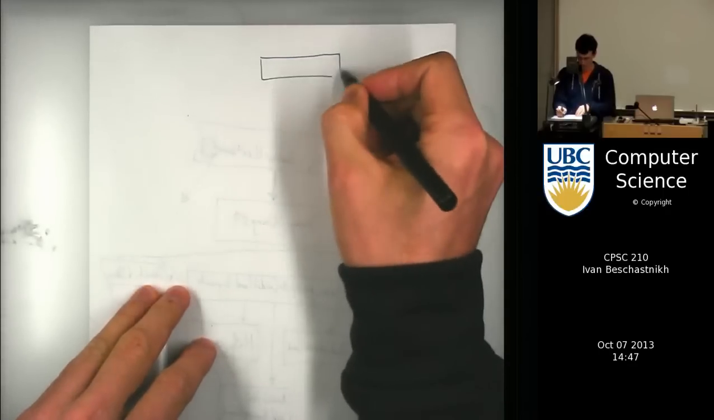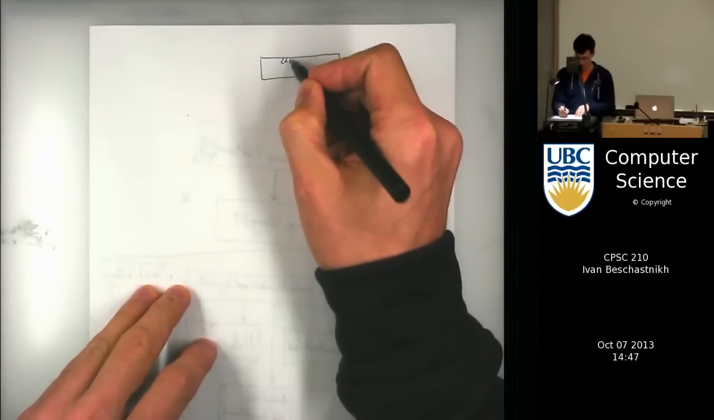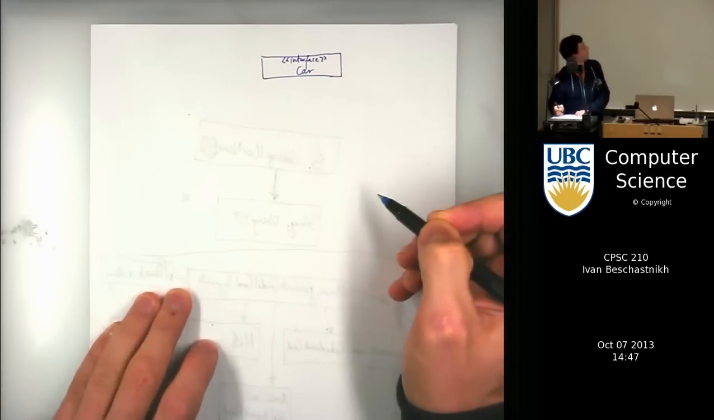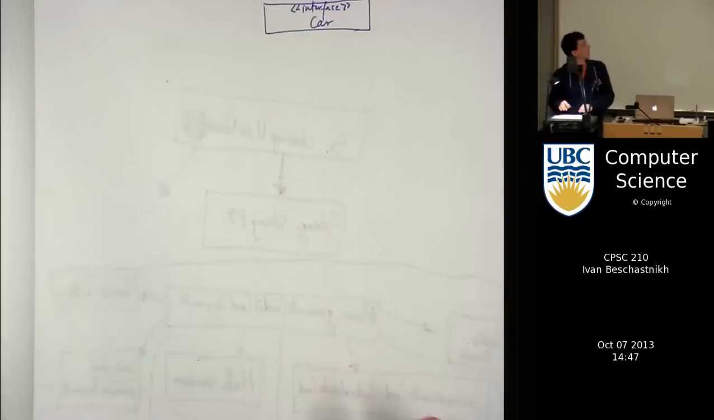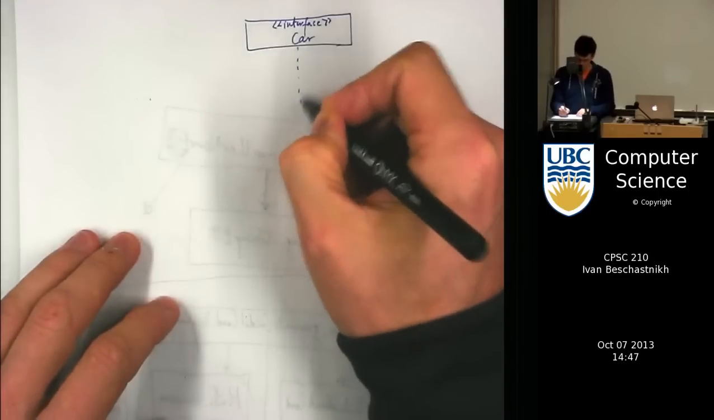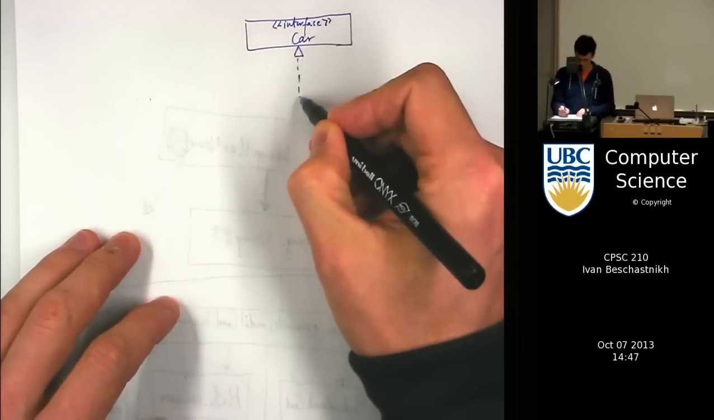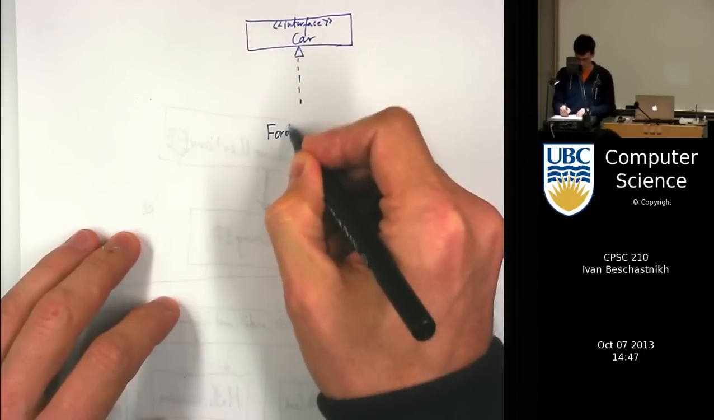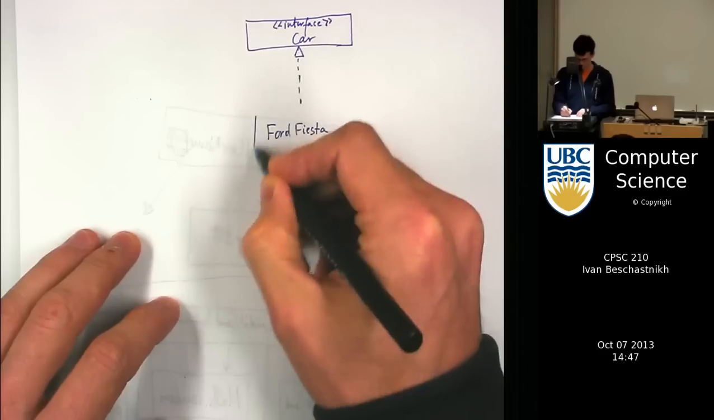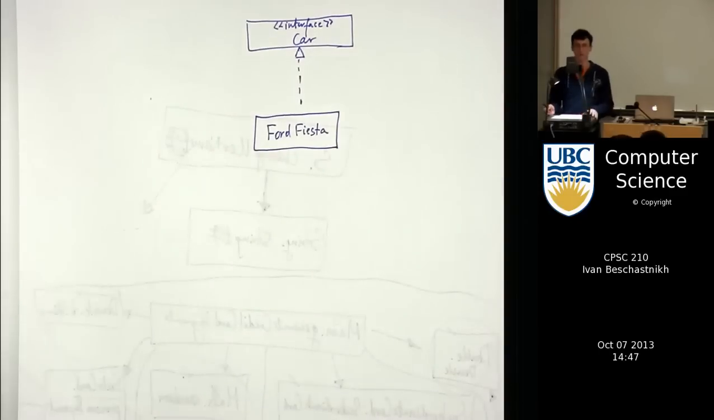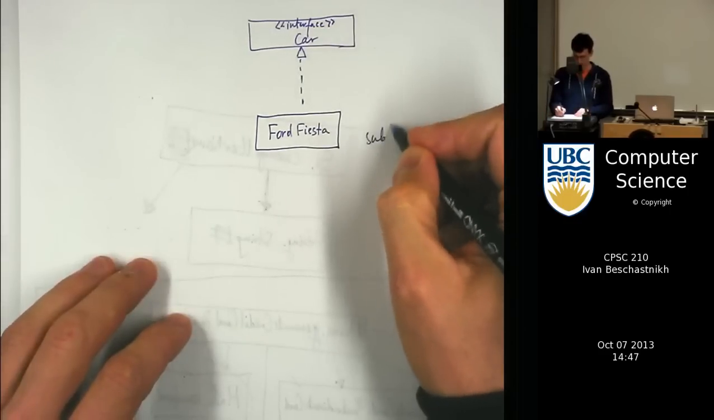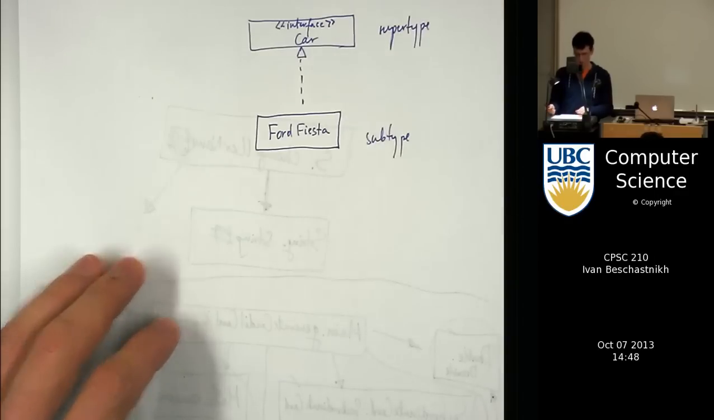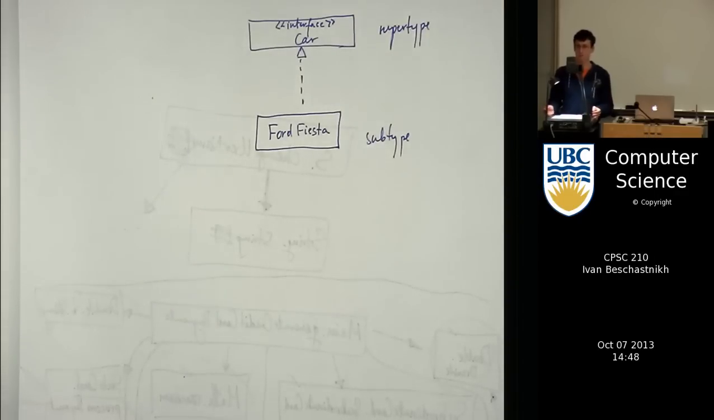so I might have some interface, Interface Car, that's implemented by something like Ford Fiesta. Right. So this is a subtype. This is a supertype. And there's no superclass. Right, there's just a class.